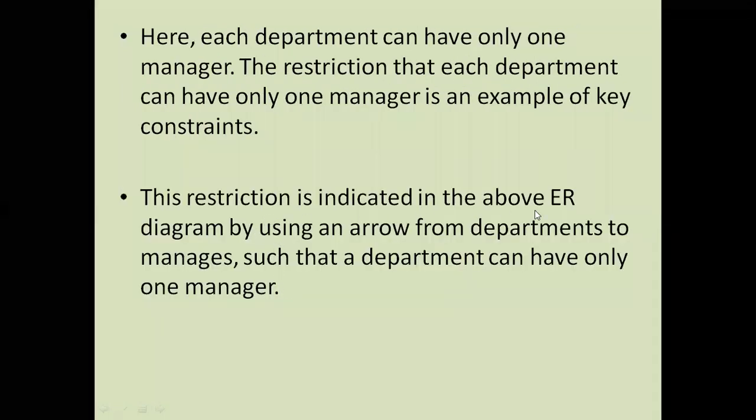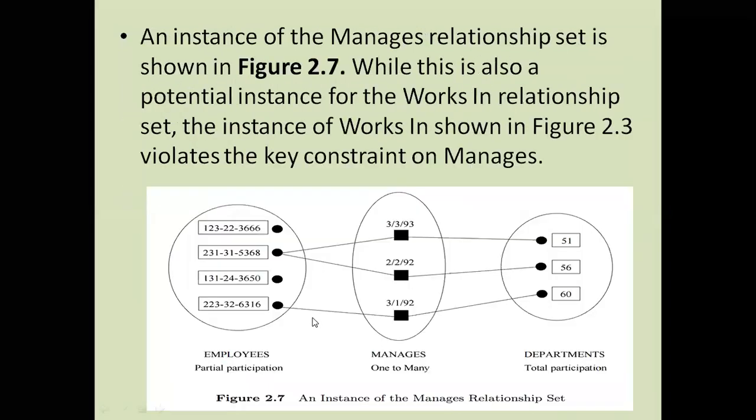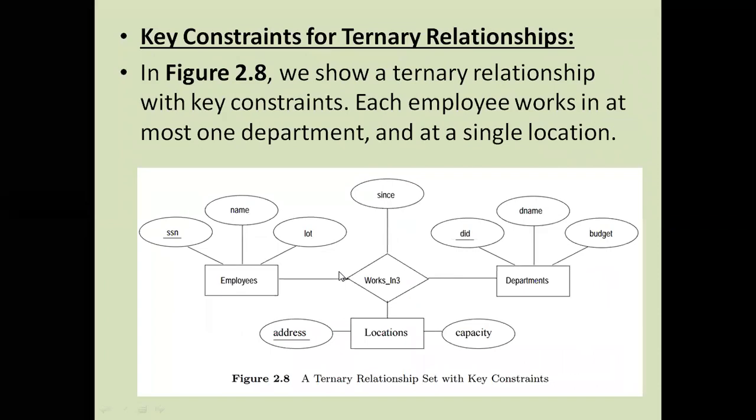So the restriction indicated in the above ER diagram, using an arrow from the departments to managers, means each department can have only one manager. So this is the relationship instance. We are all discussing this, and this is the ternary relationship. So when we consider more than two entities, or exactly three entities, in the relationship set, that can also be referred to as a ternary relationship.